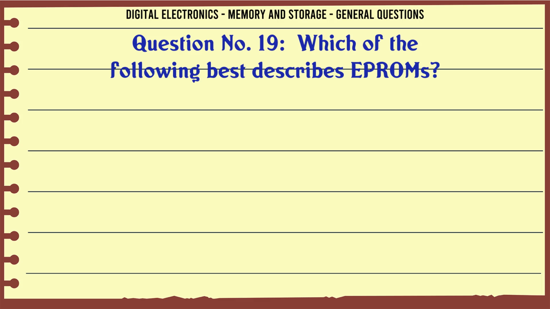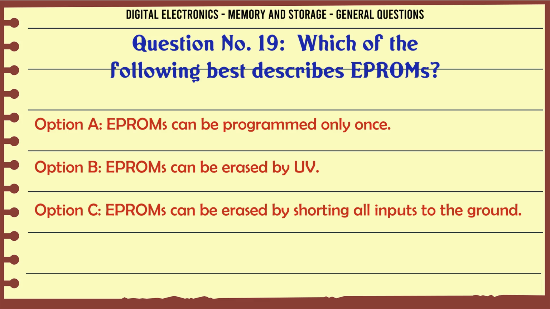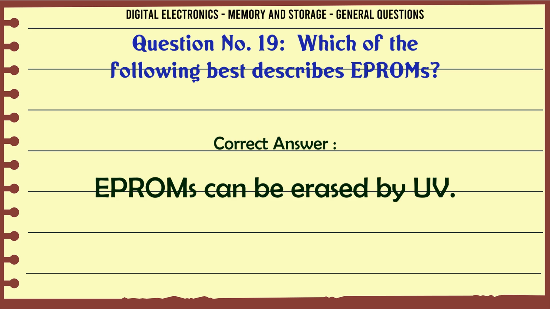Which of the following best describes EPROMs? A. EPROMs can be programmed only once. B. EPROMs can be erased by UV. C. EPROMs can be erased by shorting all inputs to the ground. D. All of the above. The correct answer is EPROMs can be erased by UV.